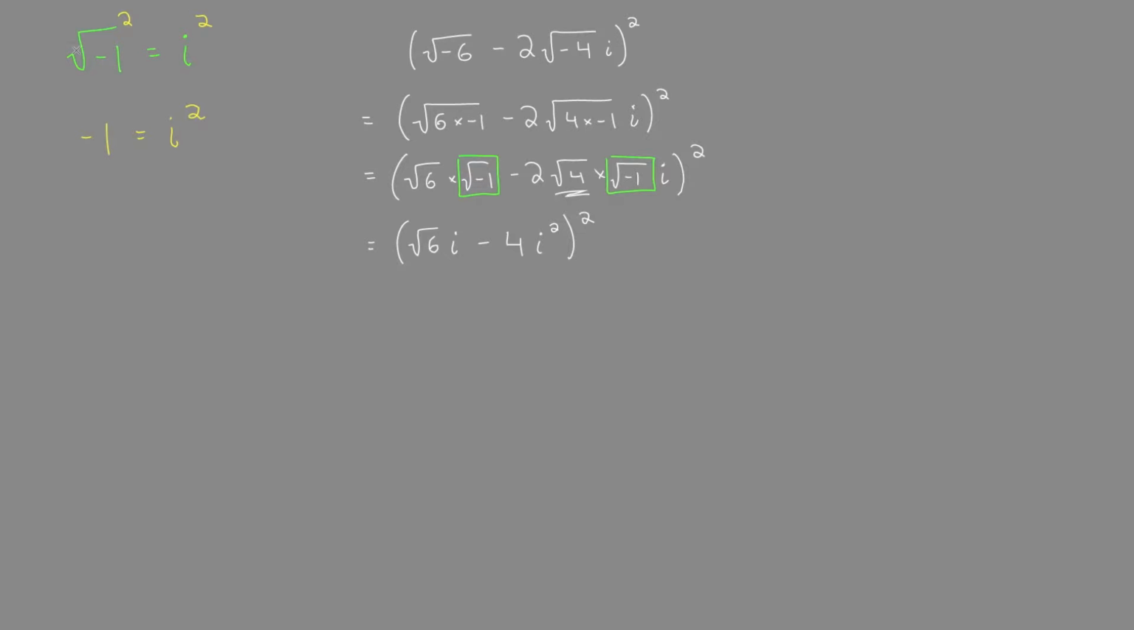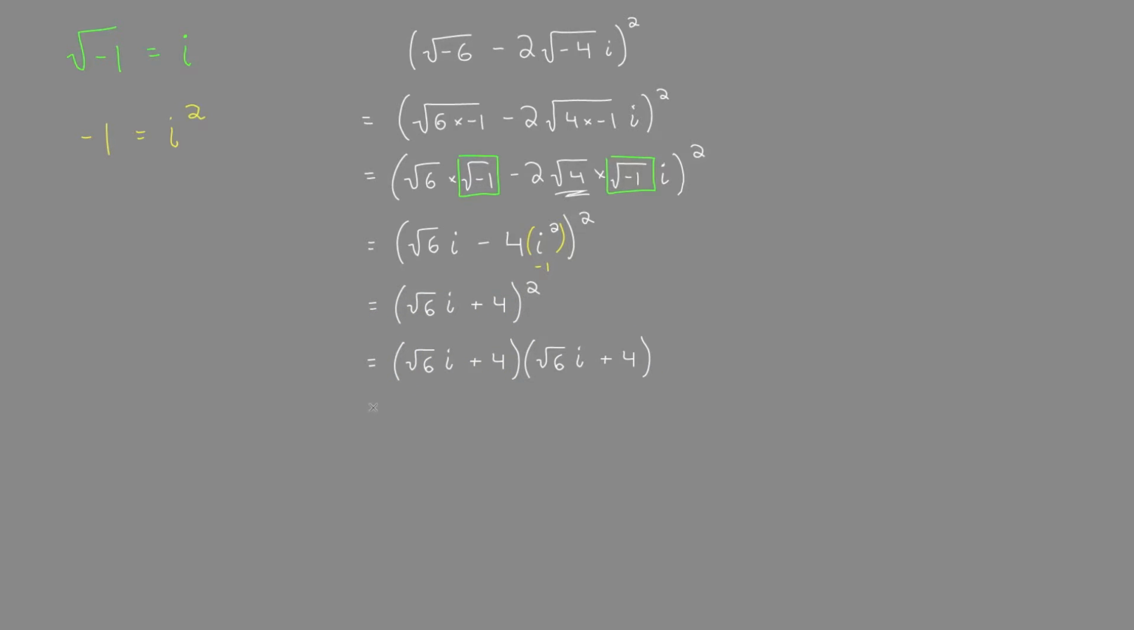So -1 equals i squared. This is something else we should know. Okay, so this would equal -1, and we'd have -4 times -1 would give us +4. So we rewrite this: root 6 i plus 4. So now we FOIL.